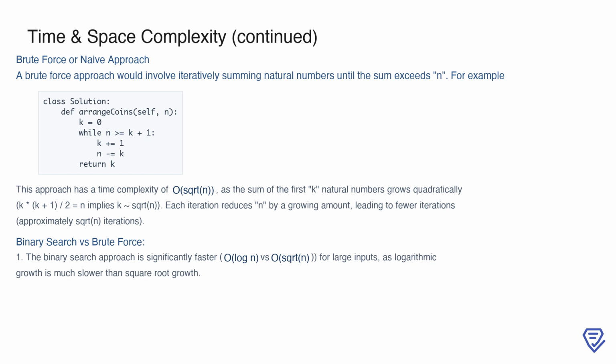This is because the sum of the first k natural numbers grows quadratically, meaning k(k+1)/2 equals n, which implies that k is proportional to the square root of n. As a result, the number of iterations required is approximately sqrt(n). Comparing the two, the binary search approach with O(log n) is significantly faster than the brute force approach with O(sqrt(n)), especially as the input size n becomes large.